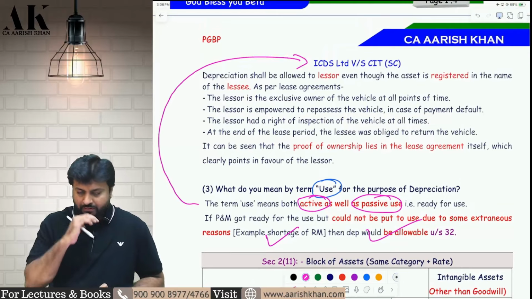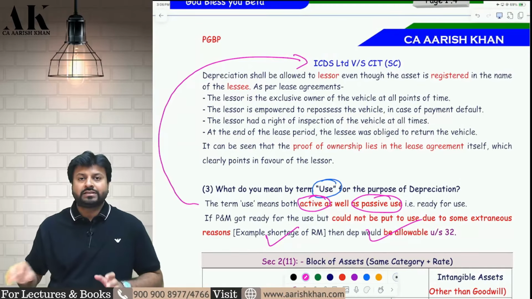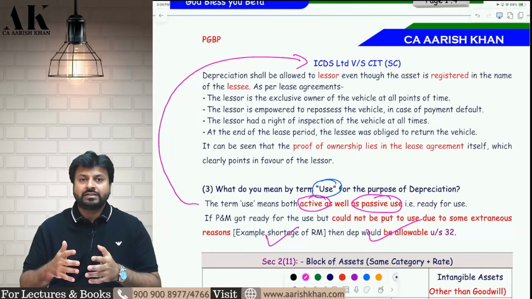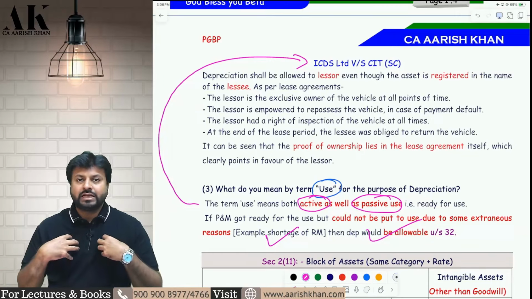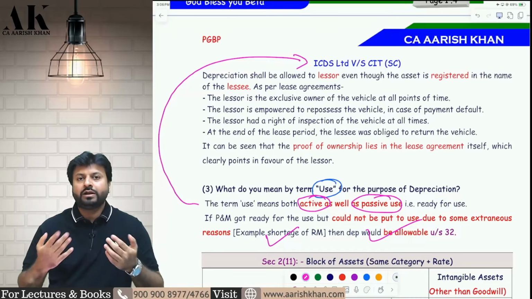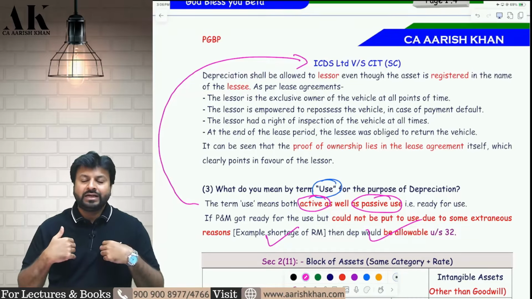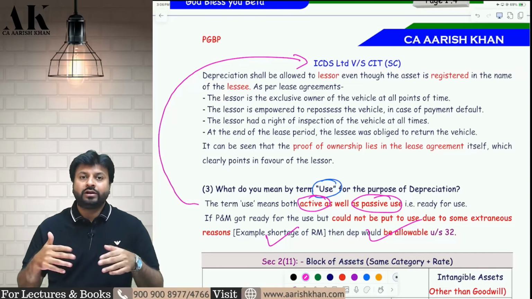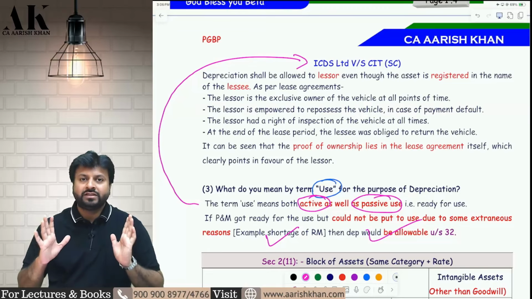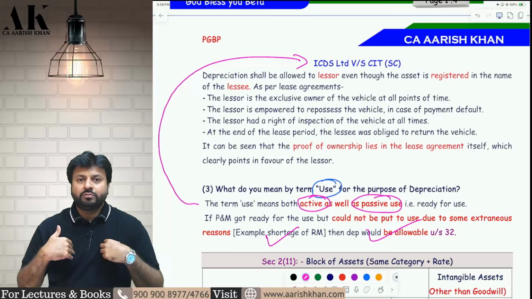Now I will come to this beautiful case law of ICDS Limited versus CIT. I will explain the facts of the case first, and then we will understand what the court has to say. Suppose I am an NBFC, a non-banking financial company, and you are my customer. What am I doing with you? I am giving you cars on lease. I am giving you a car on a long-term lease of 3 years, 4 years, 5 years. You will come to me, tell me I want this car, and I will give you that car.